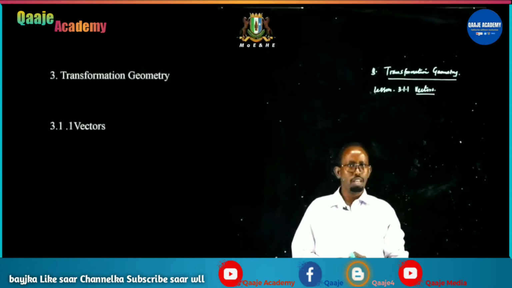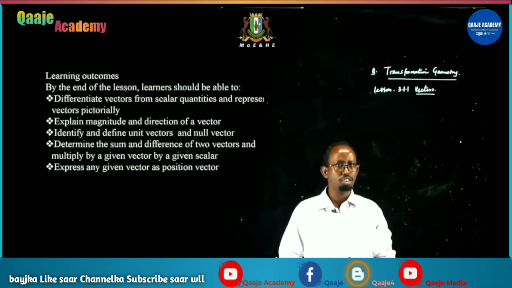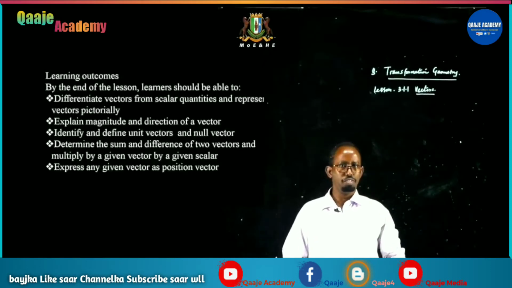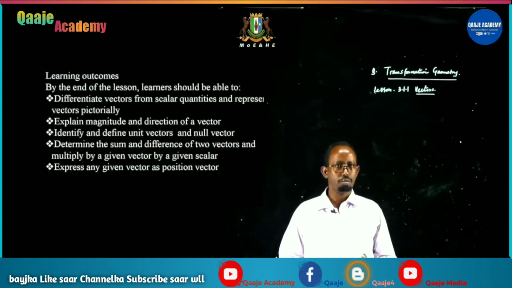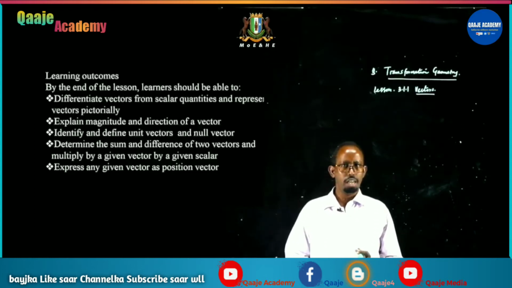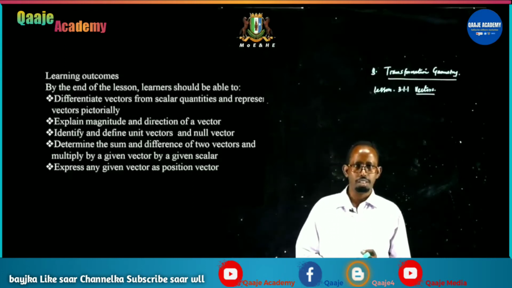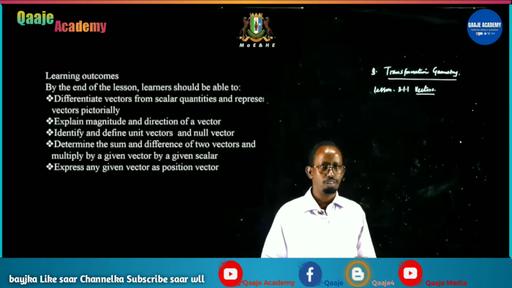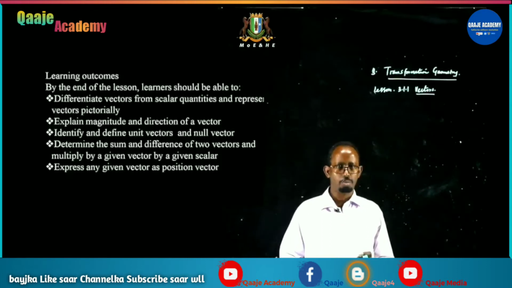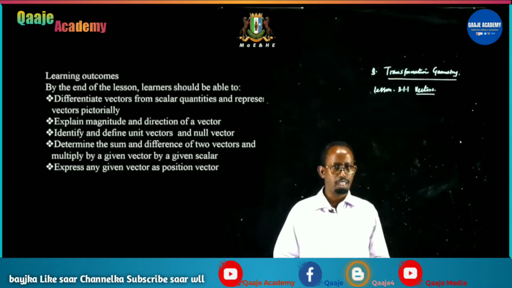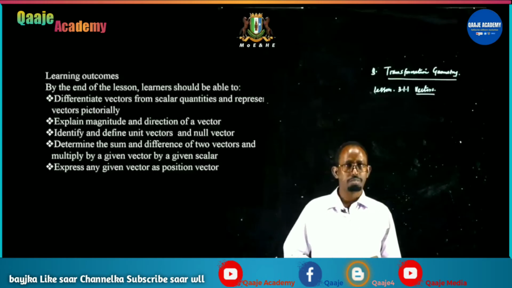By the end of the lesson, the learners should be able to differentiate vectors and scalar quantities, explain the magnitude and direction of a vector, identify and define unit vectors and null vectors, determine the difference of two vectors, and lastly express any given vector as a position vector.